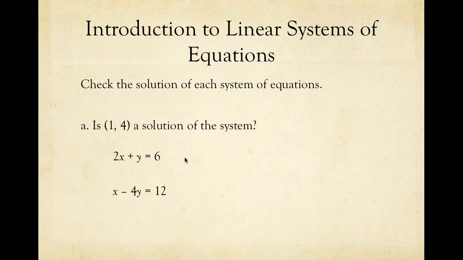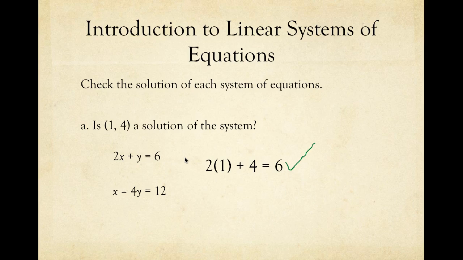Now, let's check the solution for each system of equations. We want to check to see if the point (1, 4) is a solution to the system. So what we do is we take the value for x and the value for y, so x is 1, y is 4, and plug them into both equations. When we do that, for the first equation, we have 2 times 1 plus 4 equals 6.